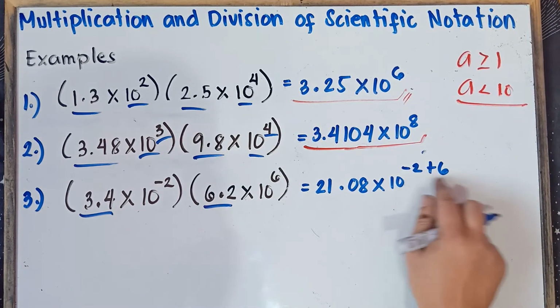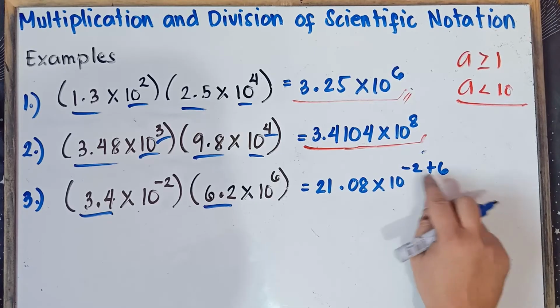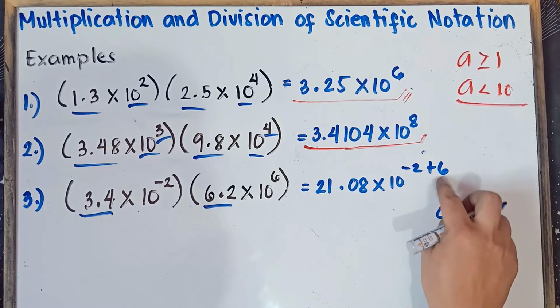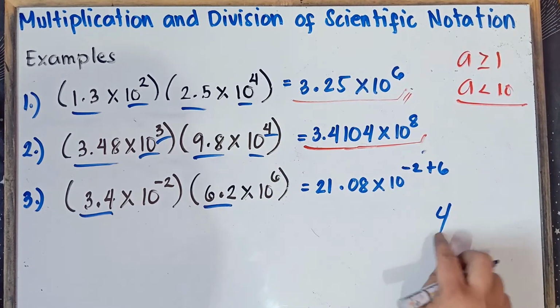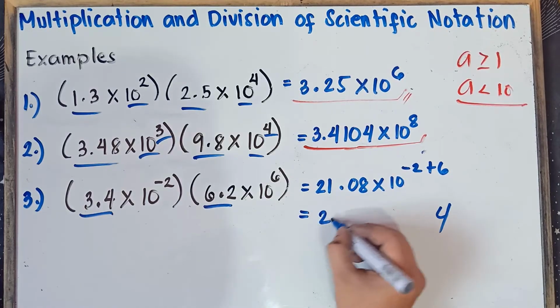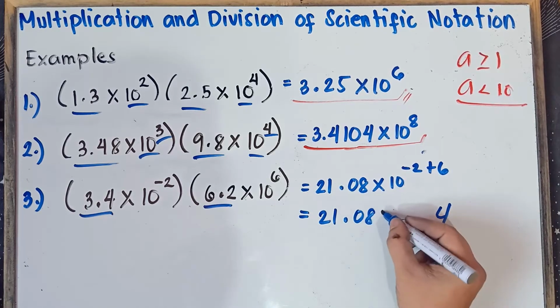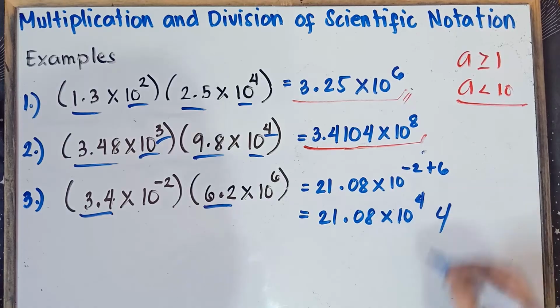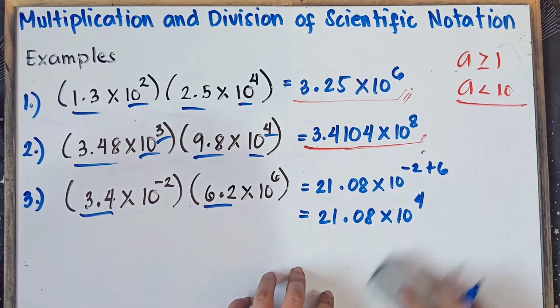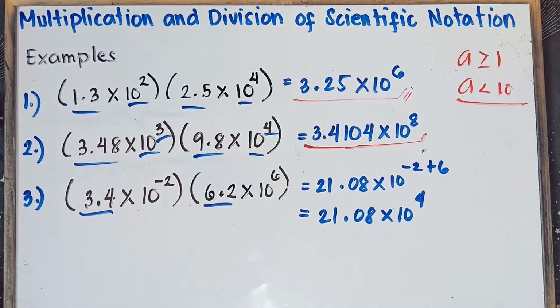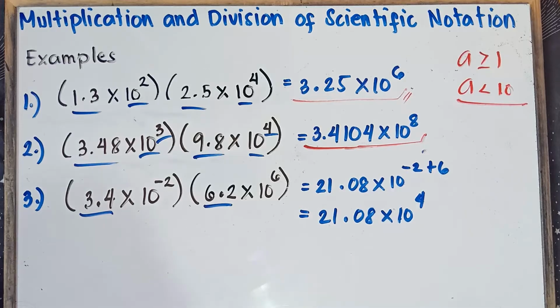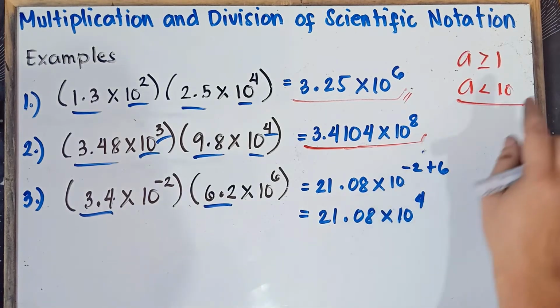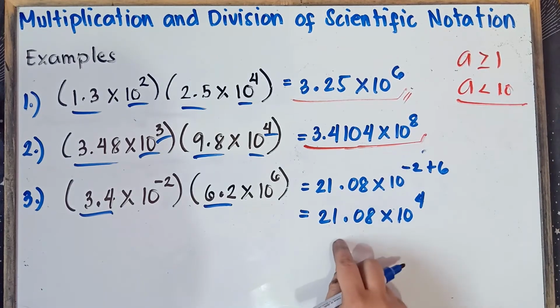Once again, if the signs are not the same, you subtract. 6 minus 2 is 4. Now, 6 is greater than 2, so we copy the sign. That would be positive 4. So, this will be 21.08 times 10 raised to the power of 4. Now, question, can we call this one scientific notation? Nope, we cannot call this one scientific notation because 21 is not less than 10. 21 is greater than 10.